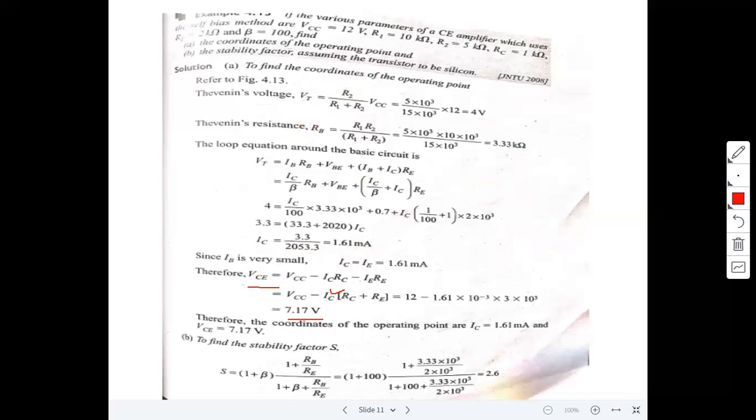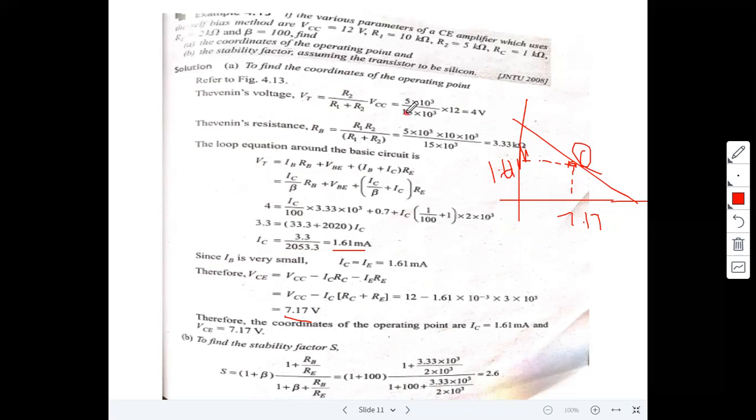What are the values here? One value is 7.17 and another one is 1.61. This is the DC load line concept here. Approximately in the middle of the DC load line, this is 7.17 and this value is 1.61 milliamperes. This is the Q point.